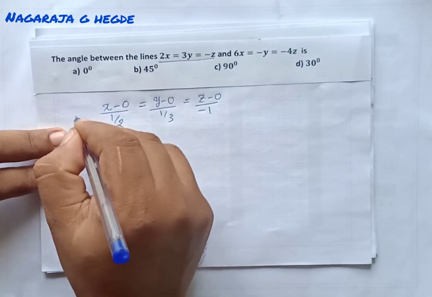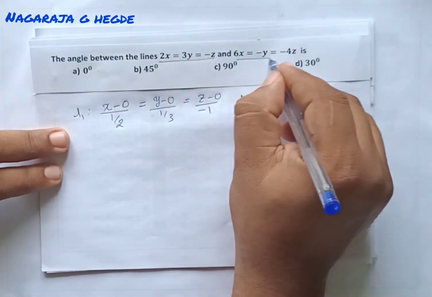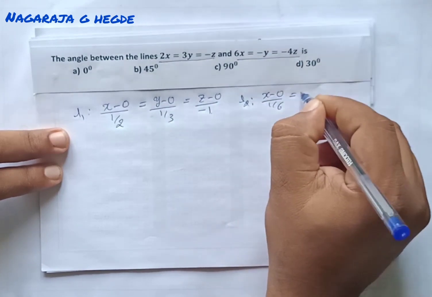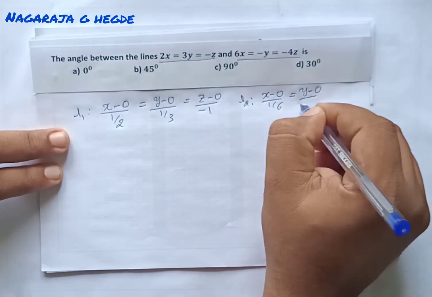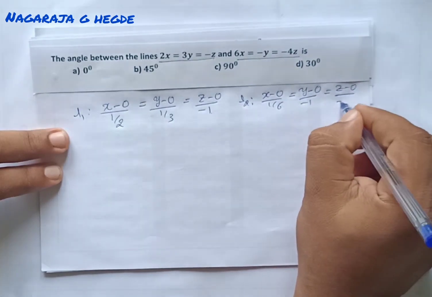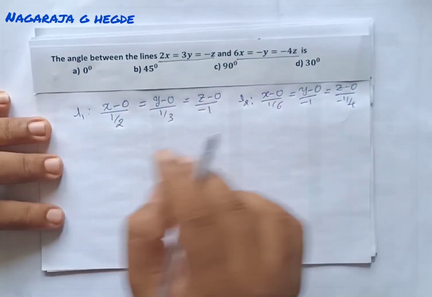This is the first line, L1. What about L2? This one: (x minus 0) divided by 1/6 equals (y minus 0) divided by minus 1 equals (z minus 0) divided by minus 1/4. Now we require the angle between these two lines.